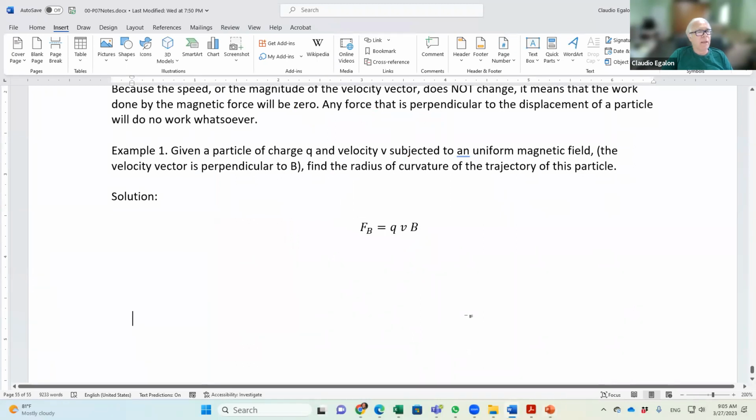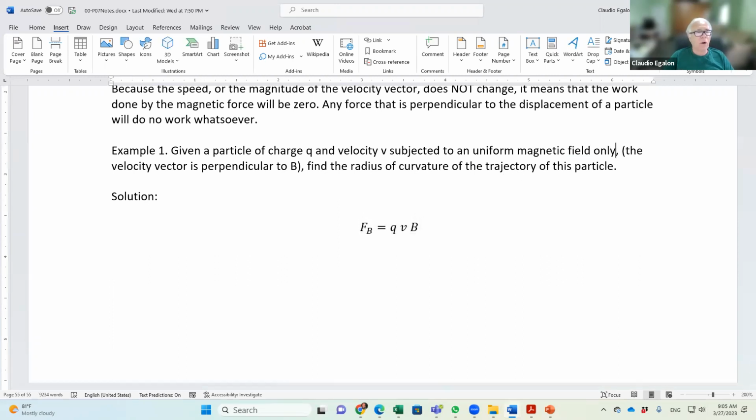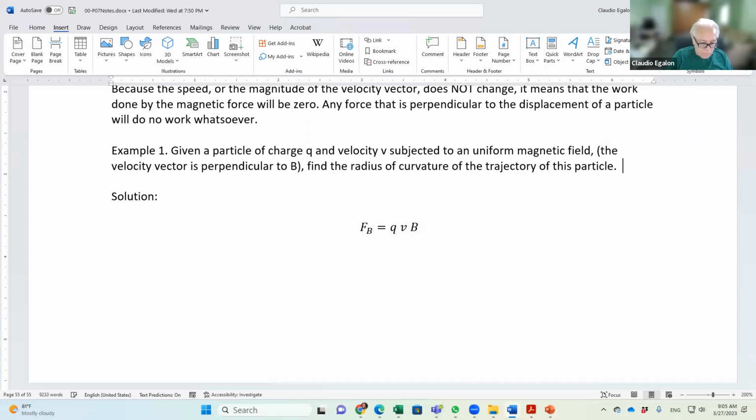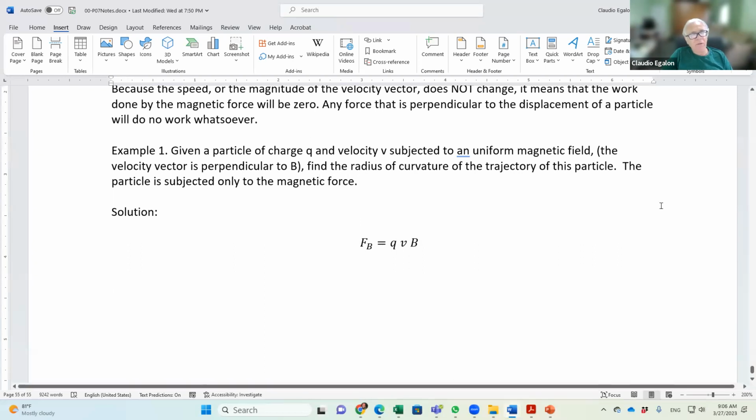Okay, so here you go. QVB. Q is given, V is given, B is given. Now we want to find the radius of curvature of the trajectory of this particle. Since the particle is subjected only to the magnetic force, with no other forces applied, nothing else. There is no electric force there. There is no gravitational force, right?